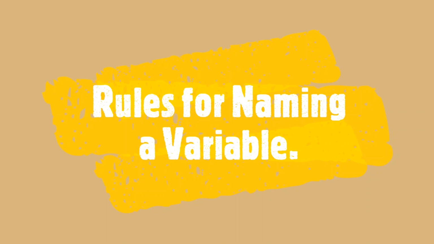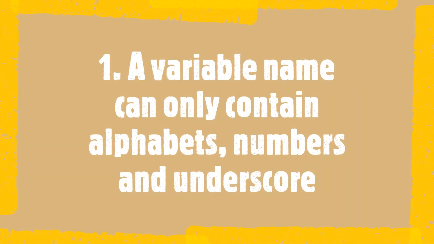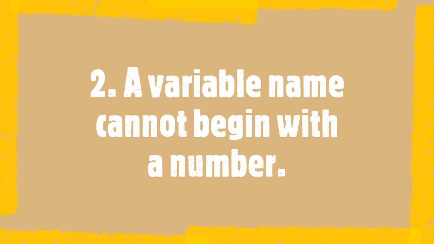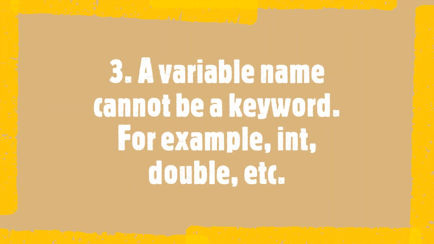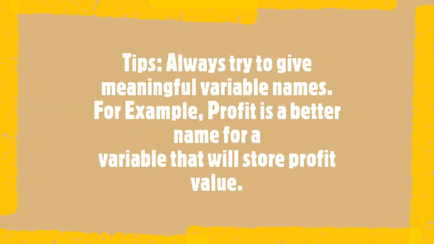Rules for naming a variable. 1. A variable name can only contain alphabets, numbers, and underscore. 2. A variable name cannot begin with a number. 3. A variable name cannot be a keyword. For example, int, double, etc. Tips: always try to give meaningful variable names. For example, profit is a better name for a variable that will store a profit value.